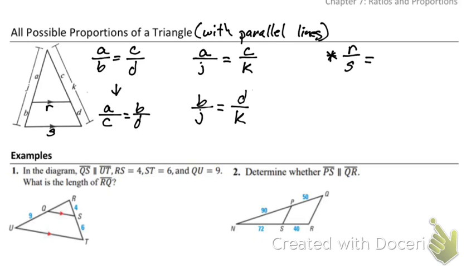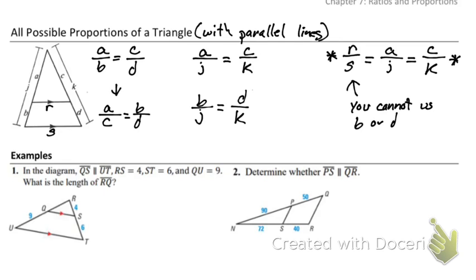So if I'm doing R over S, that means I'm looking at this small triangle here. So maybe I'll say R over S equals A over J. It has to be part to whole. So R over S equals A over J, which is also going to equal C over K. When you have R over S, you cannot use B or D. You have to use similar triangles. Maybe that should be in your notes. That is just specifically similar triangles if I have R and S.